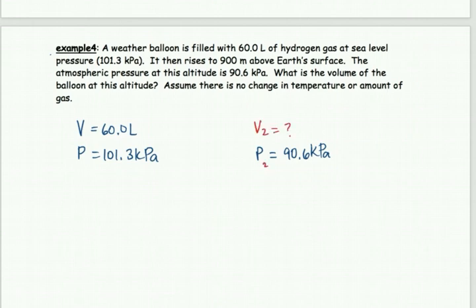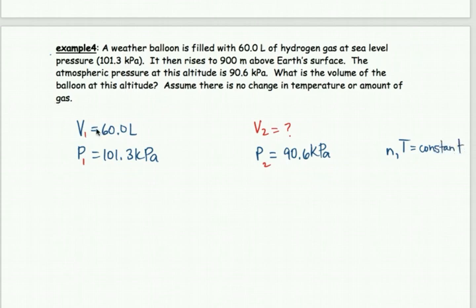Okay, so those are the initial conditions when we're at sea level. We release the balloon up into the air, and now at this new pressure, what's the new volume? And it says, assume that there is no change in temperature or the amount of gas. So the n, which is the amount, and the temperature are both constant.